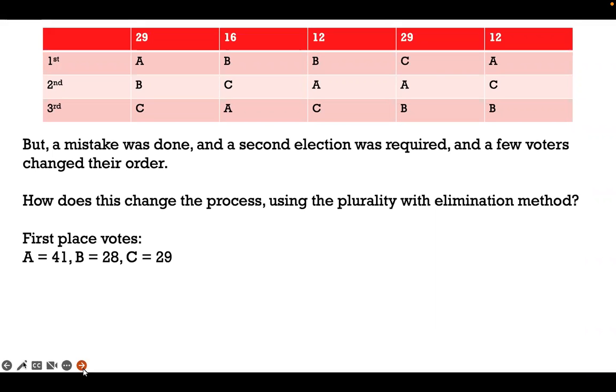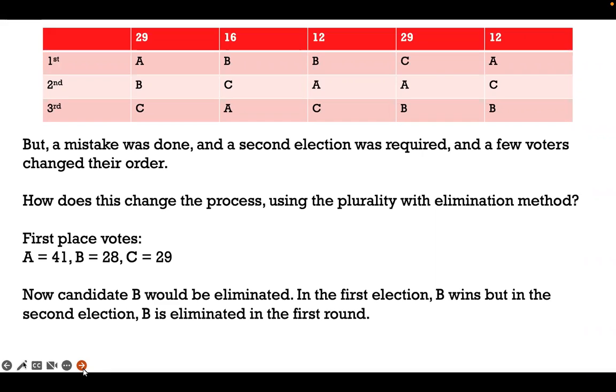So in the first place votes, we can see we have a new column. So candidate A now has 29 plus 12, which is 41. Candidate B has 16 plus 12, which is 28. And candidate C now has 29. Based off of that, candidate B would be eliminated in the first round.